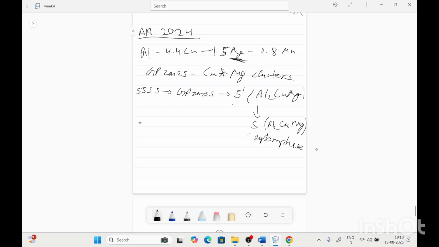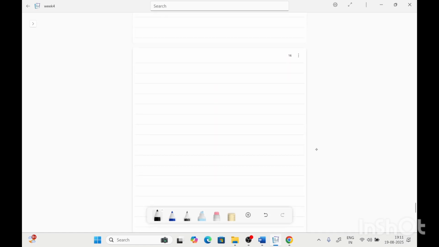This 2024 is generally used in the T8 temper condition. T8 is solution treated plus cold worked plus artificially aged. One more aluminum copper alloy is 2124, which has iron and silicon also. The iron and silicon addition in the 2024 alloy will ensure high fracture toughness.